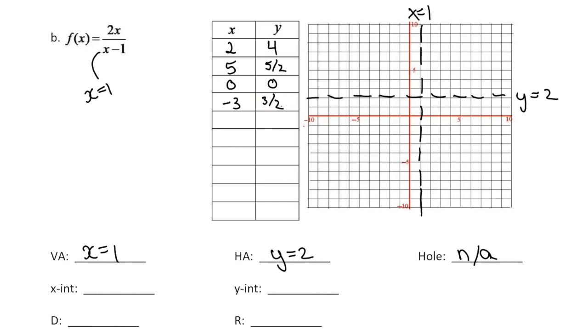Okay, so let's plot these points right here. So we have (2, 4). We have (5, 2.5). We have (0, 0). And we have (-3, 1.5). You'll notice some similarities in terms of just how rational functions look. So we can now quickly generalize that it's going to look like that with our arrows there.